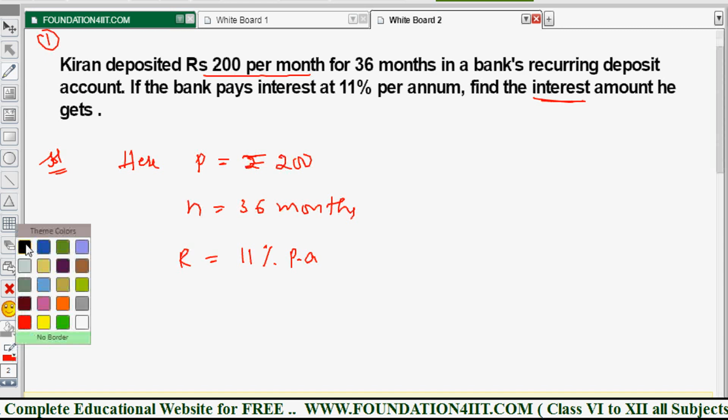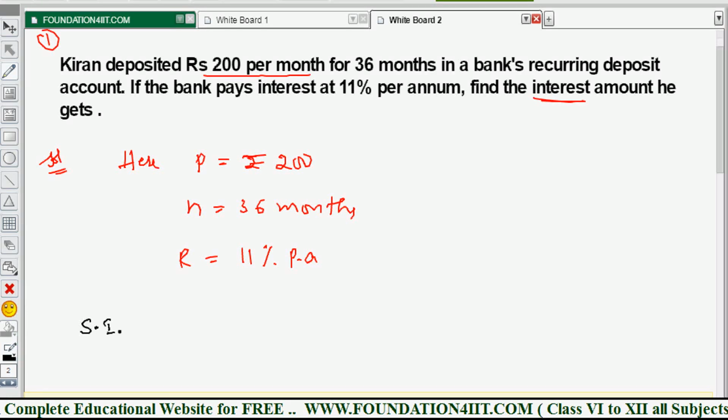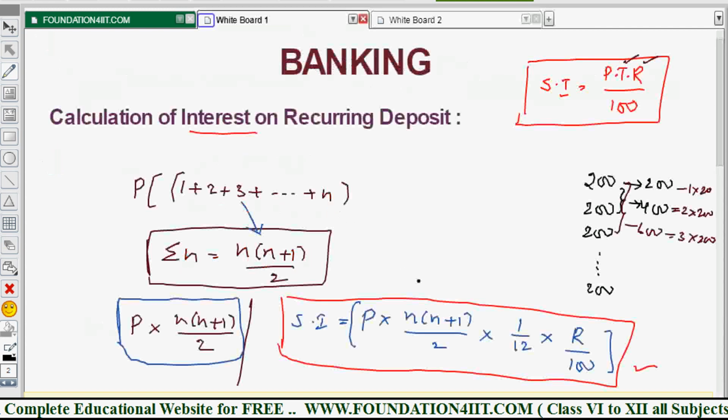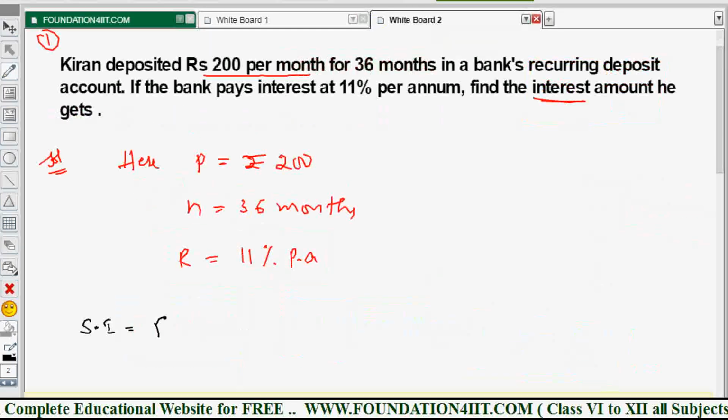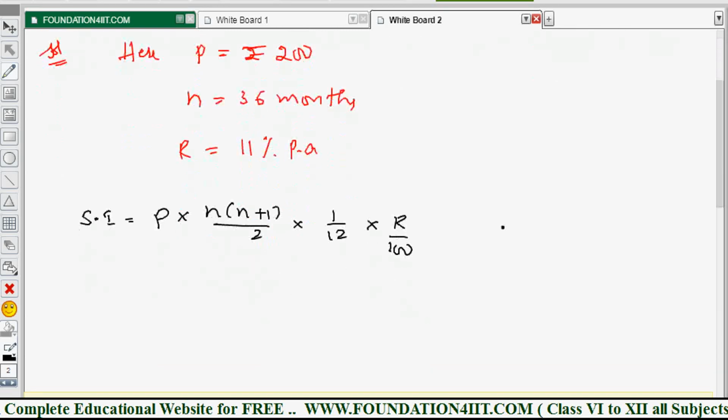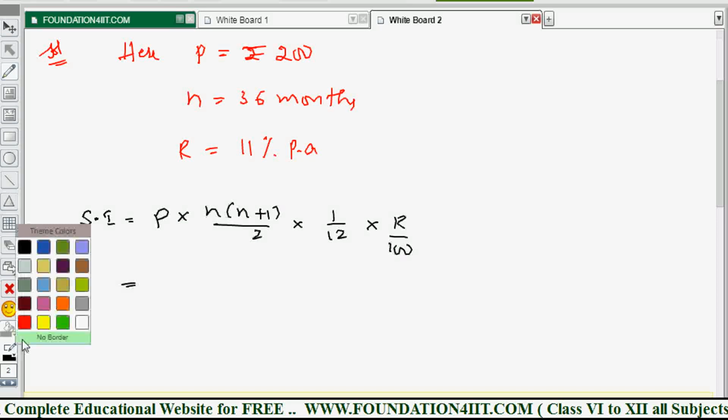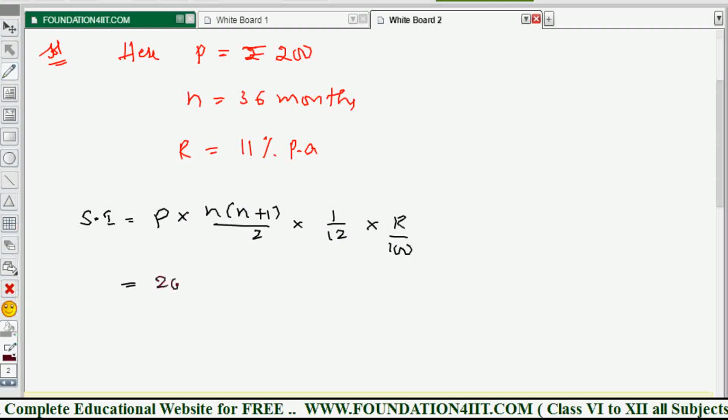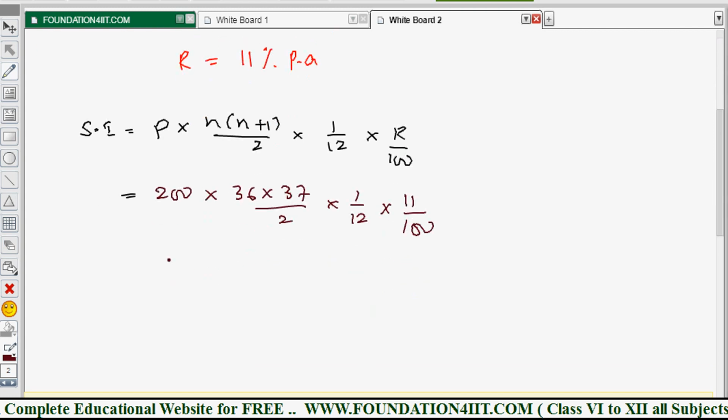Therefore, take the simple interest formula, as we discussed previously. That is P into n into (n plus 1) by 2 into 1 by 12 into R by 100. You already know how you got this formula. Just substitute all the values. P value is 200 into (n plus 1), so 36 into (36 plus 1, which is 37) by 2 into 1 by 12, and R value is 11, so 11 by 100. If you simplify this, that is the simple interest you get.